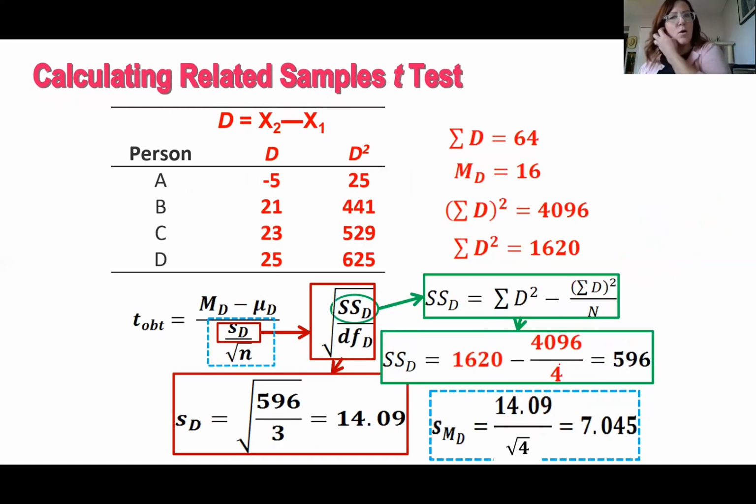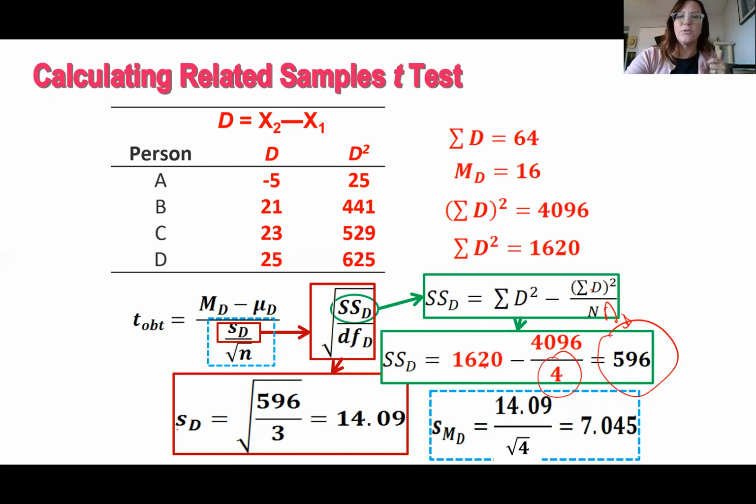So here's how I went about that. We had the sum of D squared, which was 1620, minus the sum of D total squared, which is 4096, divided by N. This could also be written as ND. Those are used interchangeably. The whole thing is how many scores, how many observations, or how many differences between the observations there were. So 4 differences. So our sum of squares is 596.